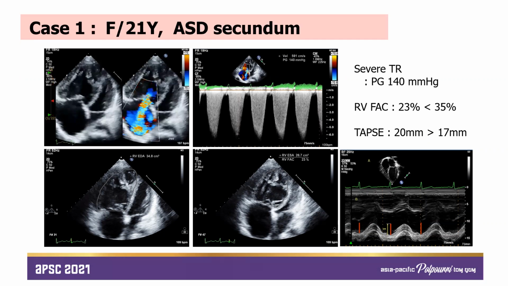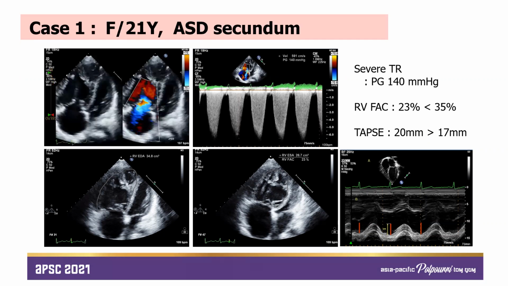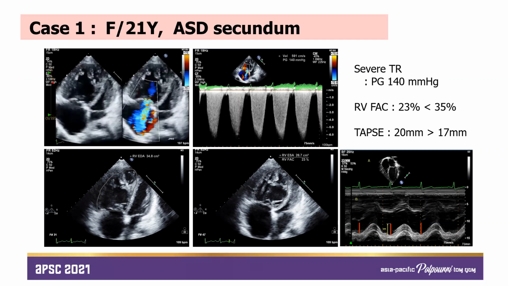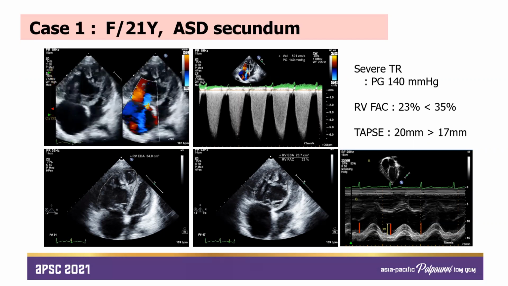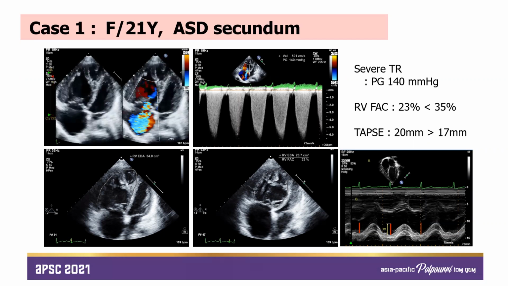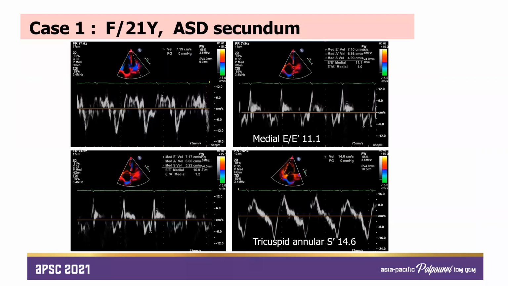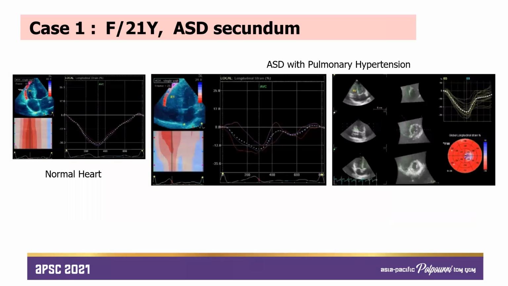The RV fractional area change was 23%, which is less than 35, and TAPSE measured 20 millimeters, which is larger than 17. So how is this RV? Pulsed Doppler S prime at the tricuspid annulus measured 14.6, which is larger than 10. Compared to the normal RV strain curve on the left side, this patient's strain measures were all decreased at the RV free wall.